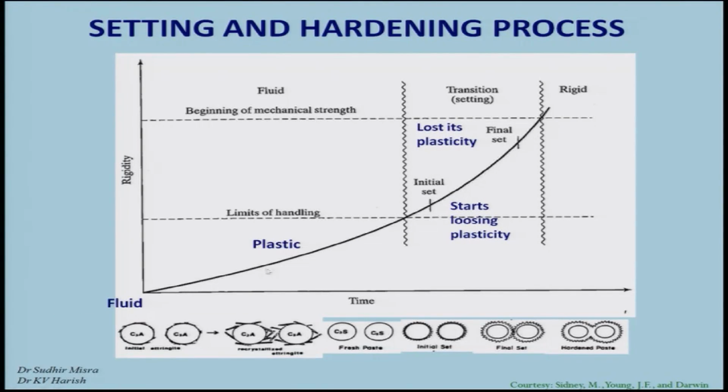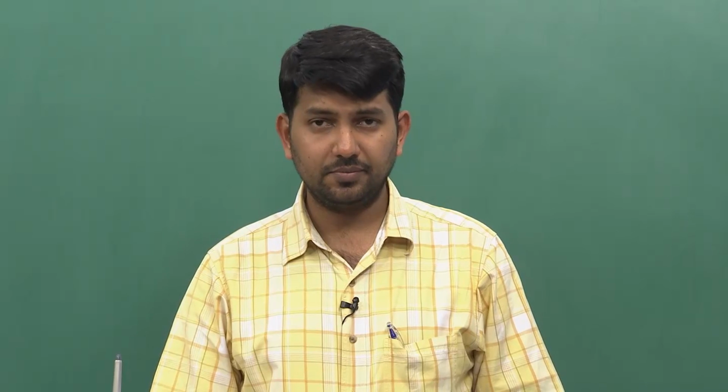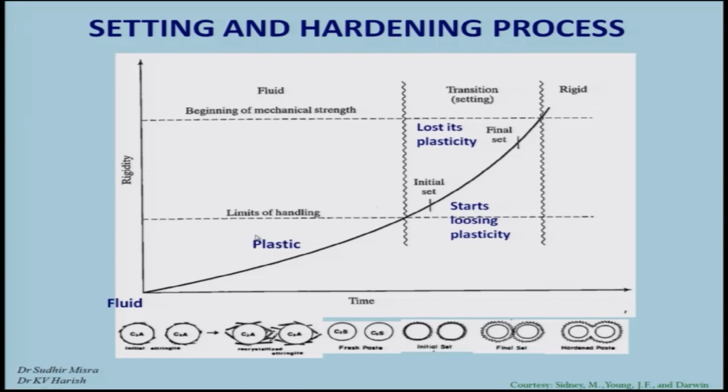Now, the first stage, which is the fluid or plastic stage, largely depends upon the amount of water present in the cement. In such cases, the system initially behaves as a fluid and then goes to the plastic stage, whereas when the water to cement ratio is low, or water content is low, then directly after adding water the mixture becomes plastic. So, there is no fluid stage, but it becomes plastic, and from then on it goes to the other stages.